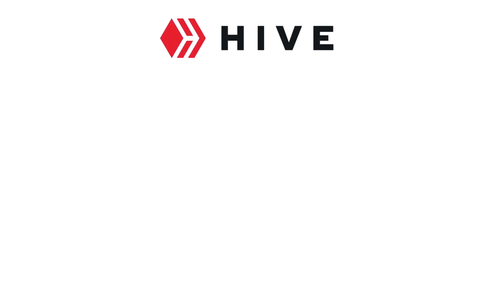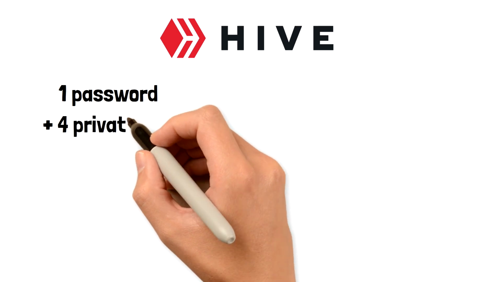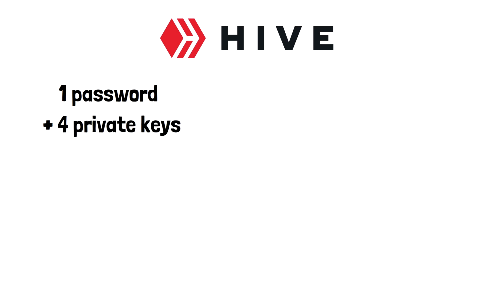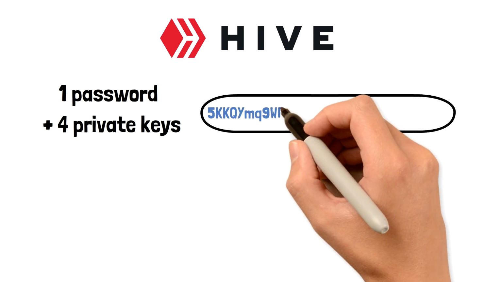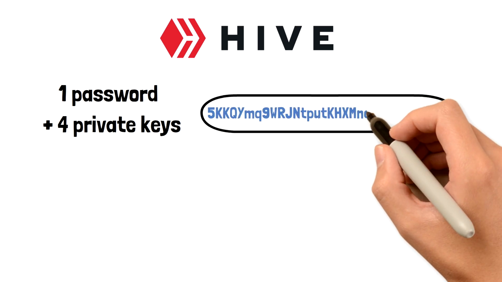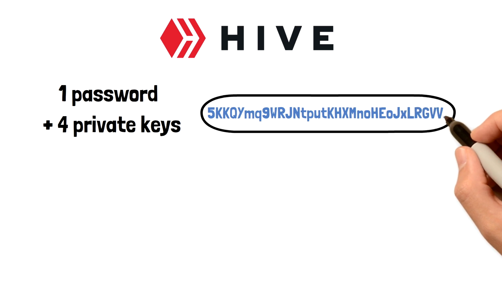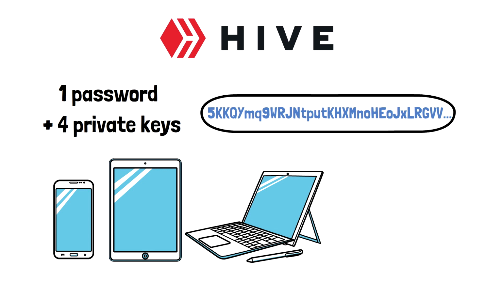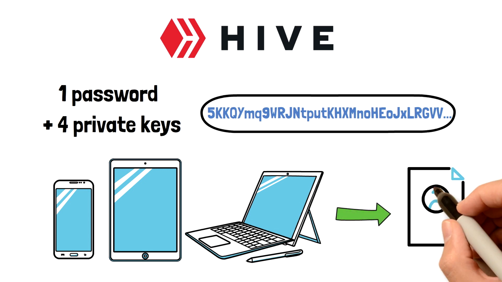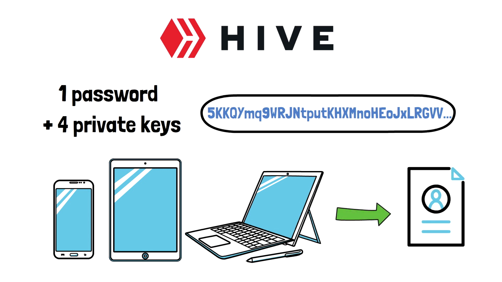Additionally, on Hive, there is not just one password, but there are also 4 additional private keys that you need to save and use. Each password is a long random string of numbers and letters, which is impossible to remember. And it's important to have access to these private keys on multiple devices so you can easily log in on the Hive platform from any of your devices. The only solution is to use a password manager, so I strongly urge you to use one.